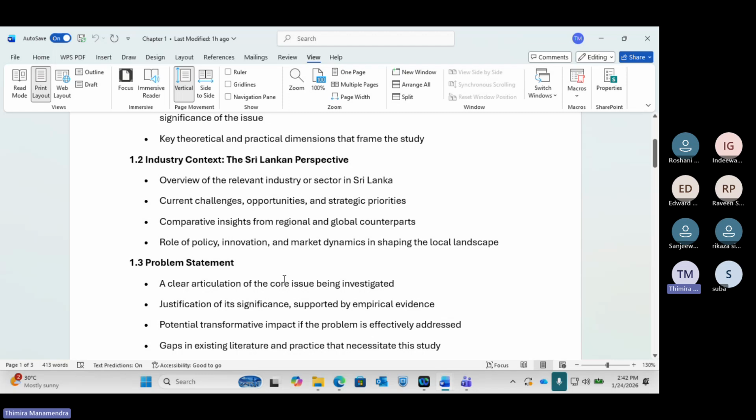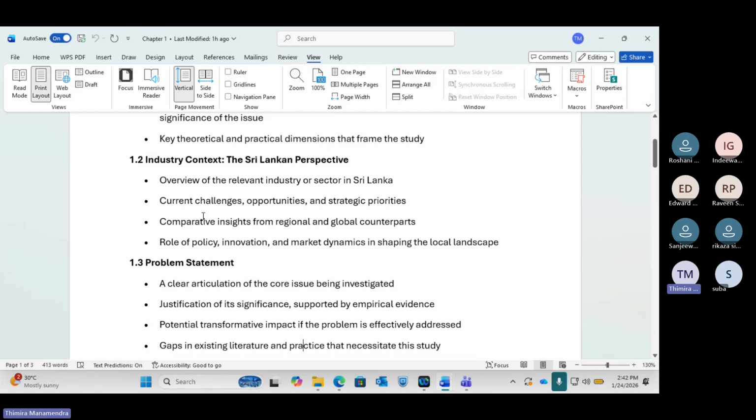So this is one way that you can bring in more word count, because at the end of the program, the end of the project, your word count has to be more than 10,000. So this is the one way that you can bring in.